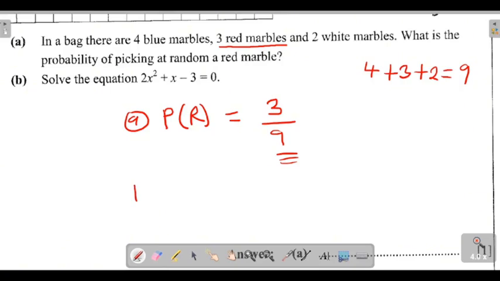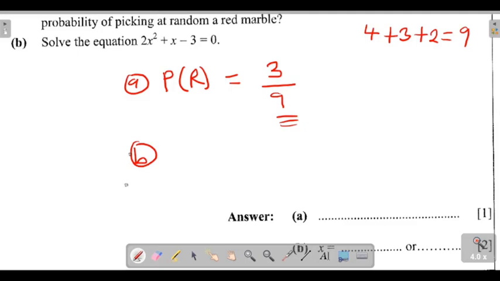We now come to question B. I hope we are together. Under question B, they want you to solve 2x squared plus x minus 3 is equal to 0. So this is a quadratic equation.